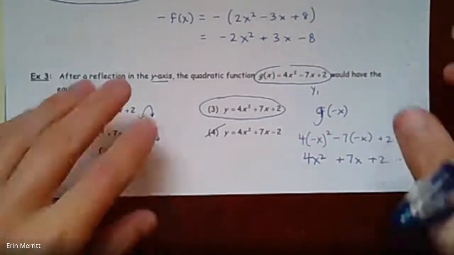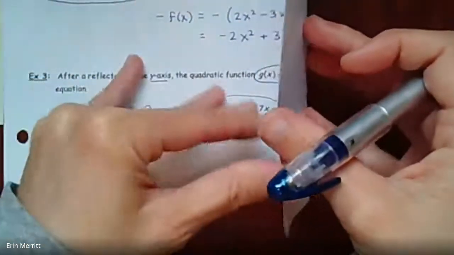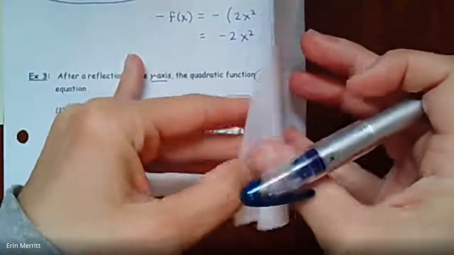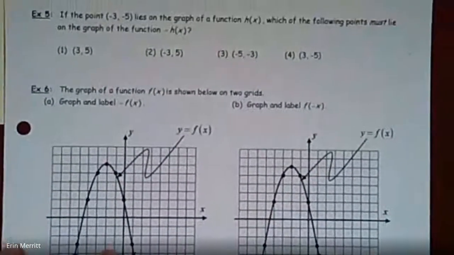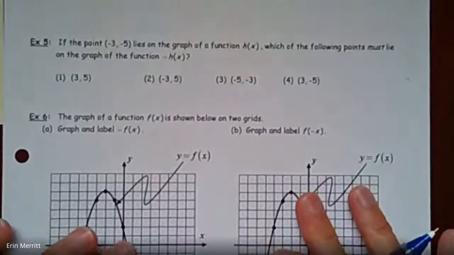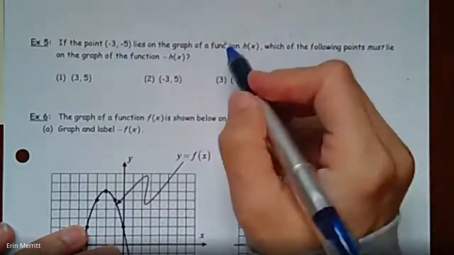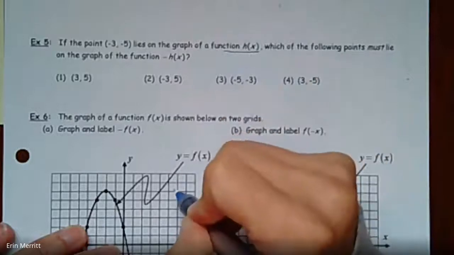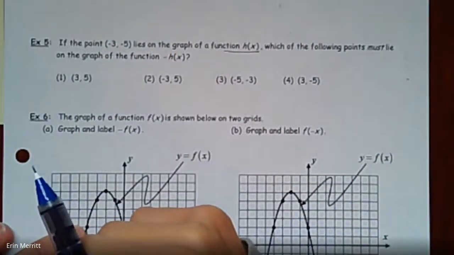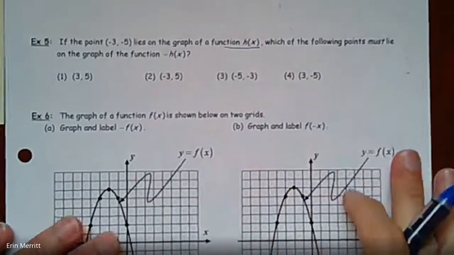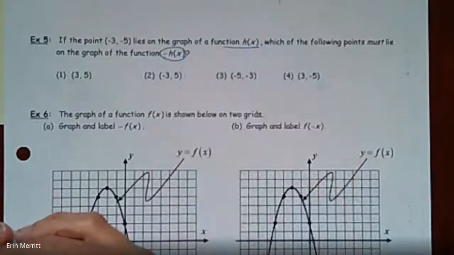Okay, one last one to look at on this video together, which is perfect timing because we're hitting just about the end of where I want to be. And that is example 5. The last one here says if the point -3, -5 lies on the graph of some function h of x, so I don't know anything about it other than that one point, which of the following points must lie on the graph of the function negative h of x?